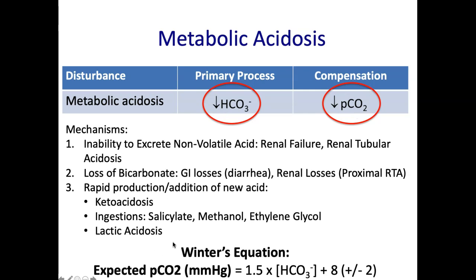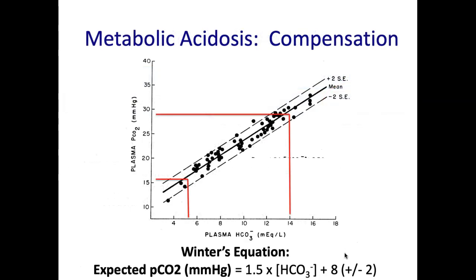The expected PCO2 is this equation. It's 1.5 times the serum bicarbonate plus 8. All right, that gives you some answer, some number. And then there's wiggle room on the side. There's a plus or minus 2 fudge factor because it's not always perfect. Sometimes it is, but there's a little bit of wiggle room, and it's kind of cool.